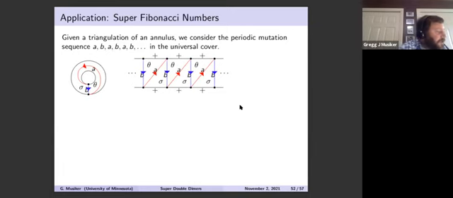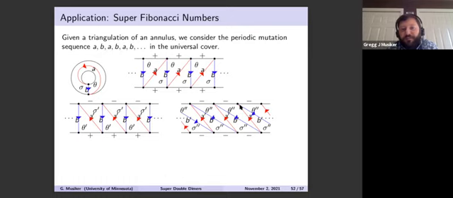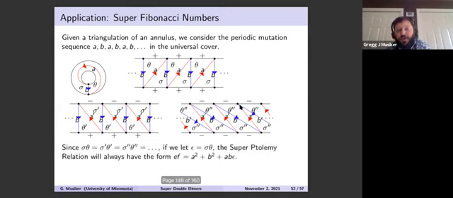The last thing I want to mention is what happens in the annulus case. So if you have one marked point on both boundaries and mutate periodically, we get what we call super Fibonacci numbers. So first of all, we have to make sure that the spin structure is well behaved. And in fact, by doing this specific sequence of flips, you get the same spin structure up to equivalence, except the boundary might be negated, but that's fine for our purposes. And so you get the same product of mu invariants over and over again.